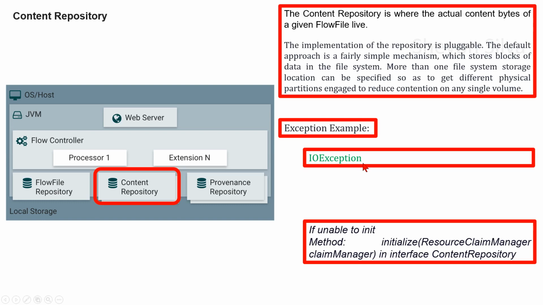As an example, we can consider IOException as an example for an exception. This occurs if it is unable to initialize in the initialize method in the content repository interface.